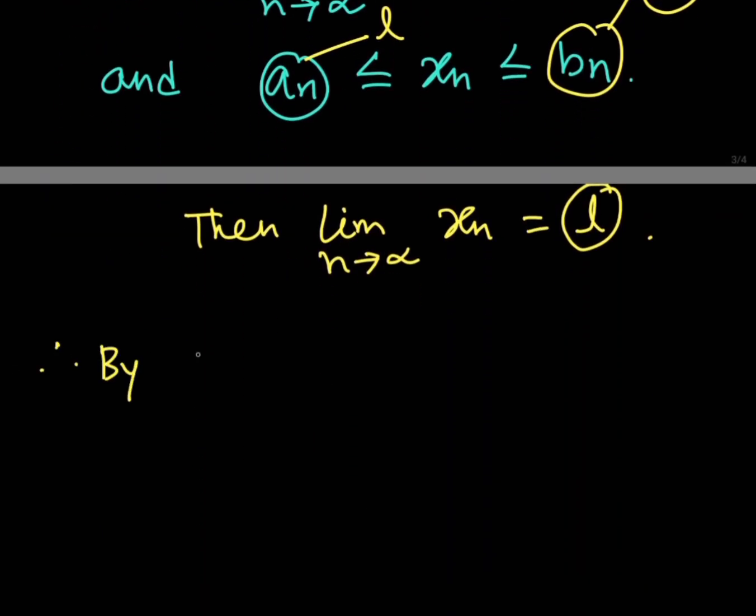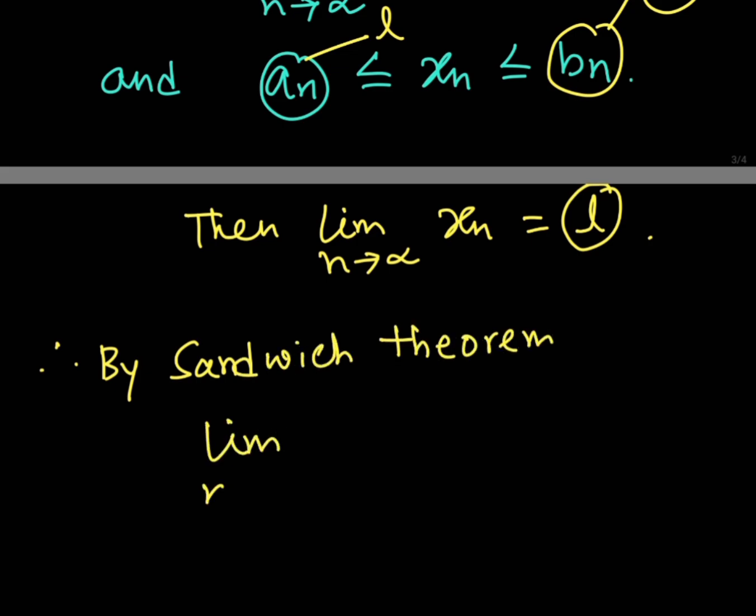Therefore, by the Sandwich theorem, the limit as n tends to infinity of xn goes to 1.